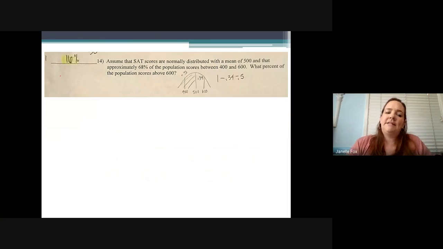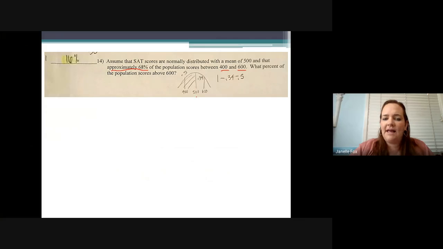Okay, then we went to the back, and of course, maybe not the back. Yours is organized a little bit differently. But we had number 14, and number 14 said, assume that SAT scores are normally distributed, and that approximately 68% of the population lies between 400 and 600. You know what that means? That means it's the empirical rule stuff.